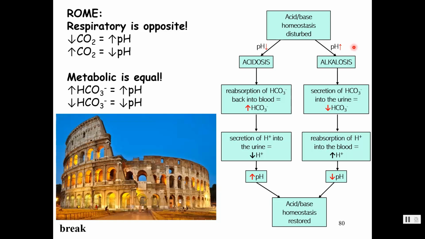If pH is too high, that's called alkalosis. So we can get rid of bicarbonate, and if bicarbonate goes down, pH goes down. If we're responding to high pH, we can lower the pH by lowering bicarbonate. The kidneys can also reabsorb hydrogen ions. That's why they are the most powerful in restoring blood pH. They have this double whammy: they can do it through bicarbonate and through hydrogen ions.